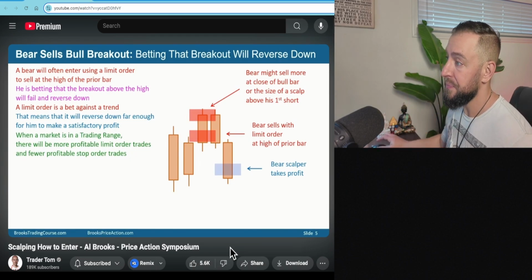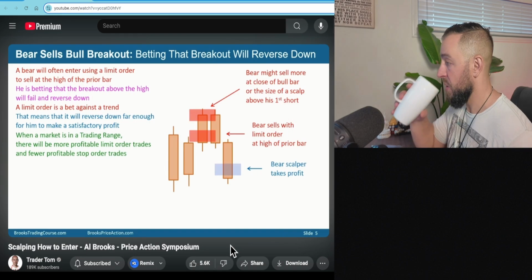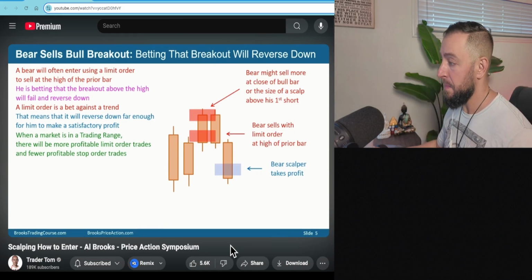I said that when the market is trending, there will be far more good, profitable stop order trades than limit order trades. People betting on trends are going to make money. Trading with stops is a bet on a trend.